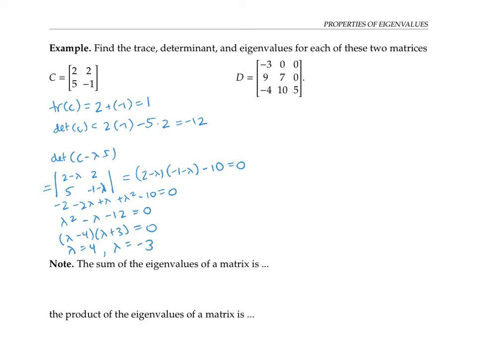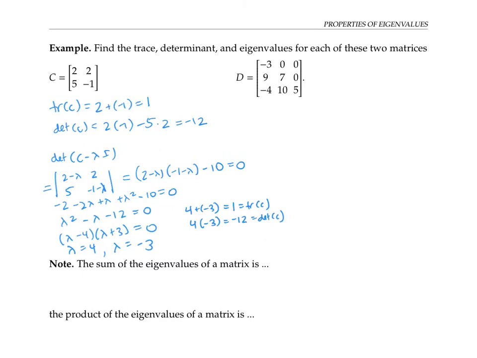Notice that the sum of these two eigenvalues, 4 plus negative 3, gives us 1, which is the trace of C, while the product, 4 times negative 3, gives us negative 12, which is the determinant.